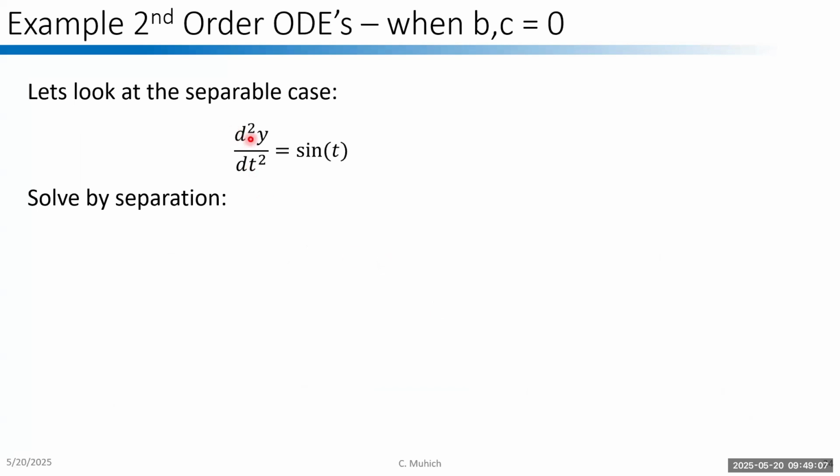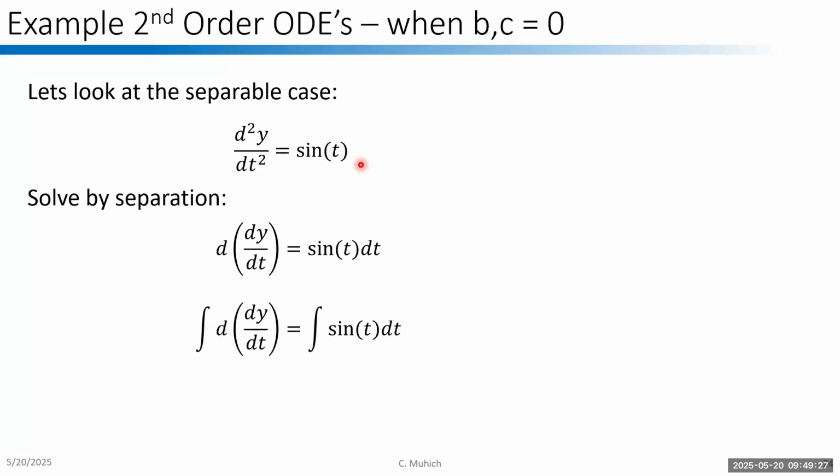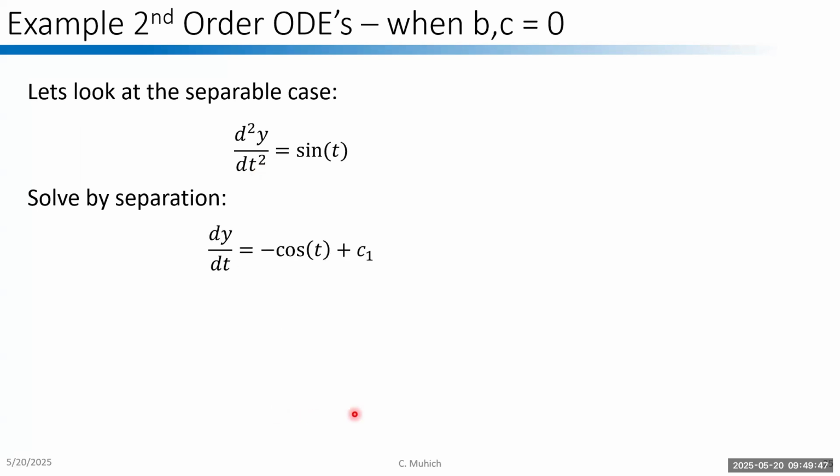So let's say my second derivative of y with respect to t is sine of t. We're going to solve this by separation. I have d of dy/dt equals sine of t dt, because I've moved one of these dt's over to this side. I take my integral. This integral cancels out the d, leaving me with dy/dt. The antiderivative of sine of t with respect to t is minus cosine t, so I'm left with dy/dt equals minus cosine t plus c1.